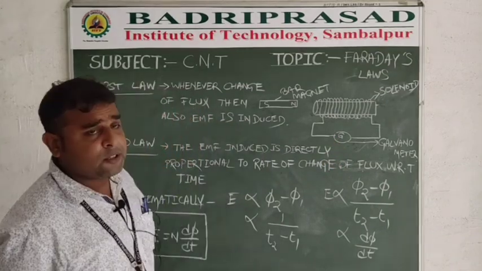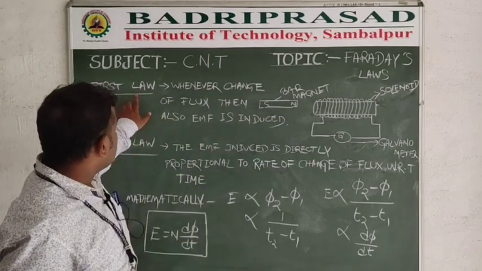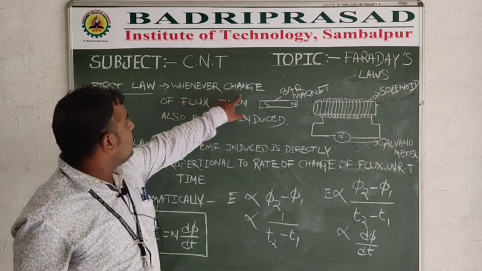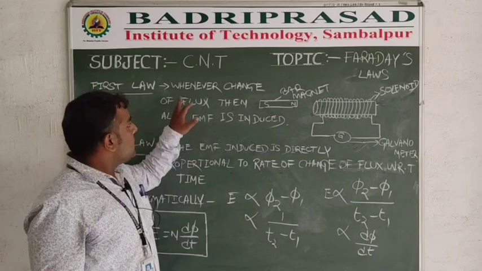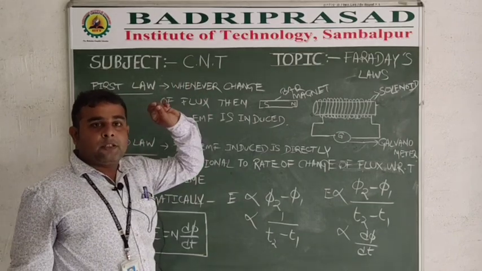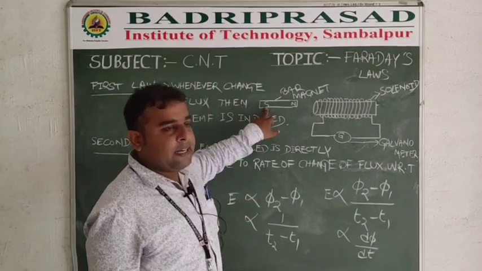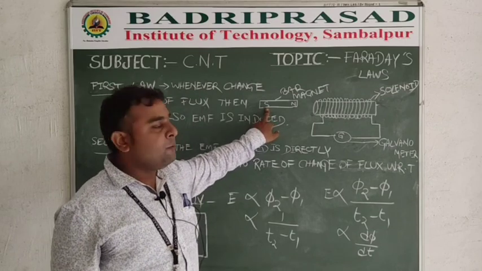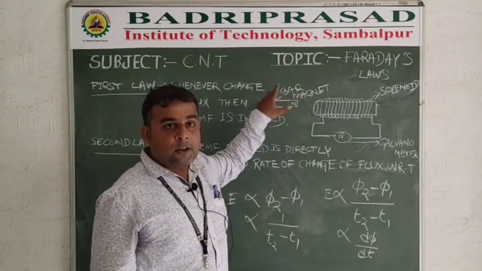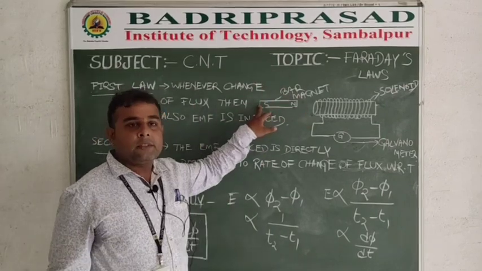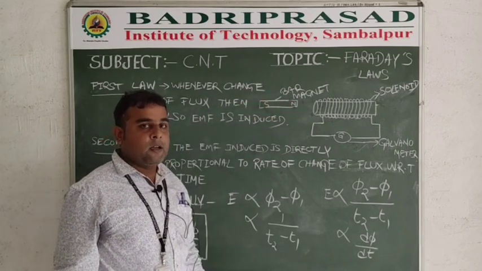In Faraday's laws of electromagnetic induction, the first law states that whenever there is a change of flux, an EMF is induced in the conductor. That is, if there is a change of flux with respect to time, then an EMF is induced. We know that every magnet has lines of force that arise from the north pole and end at the S pole outside the bar magnet, but inside the bar magnet they go from S pole to N pole. The magnetic lines of force are also known as flux.